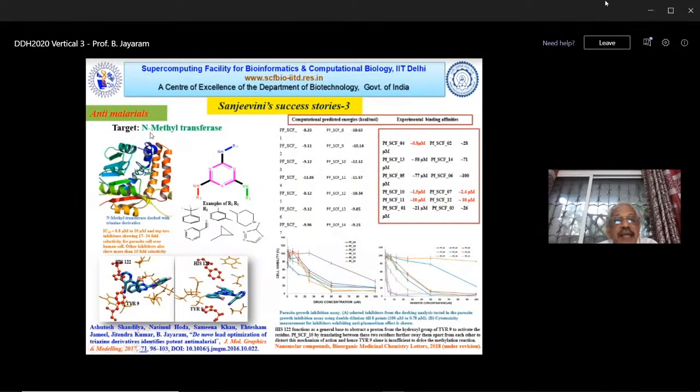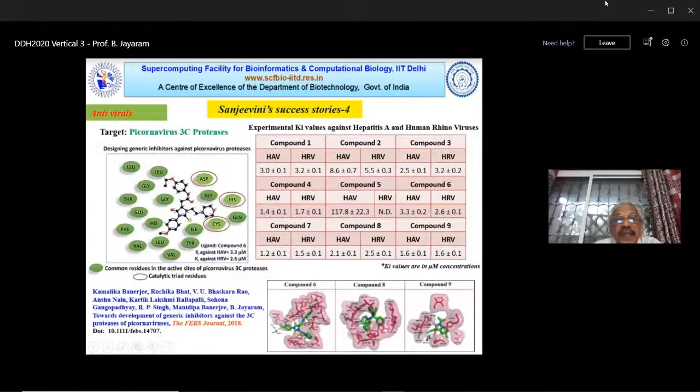Now this is an antimalarial, and methyltransferase is peculiar or specific to this falciparum malarial parasite, and therefore that was a good drug target. So we created a few molecules, triazines in particular. They seem to be doing a good job, and we got some micromolar compounds. In fact, we did end up with a couple of nanomolar compounds, and some further experimental validations are in progress, right?